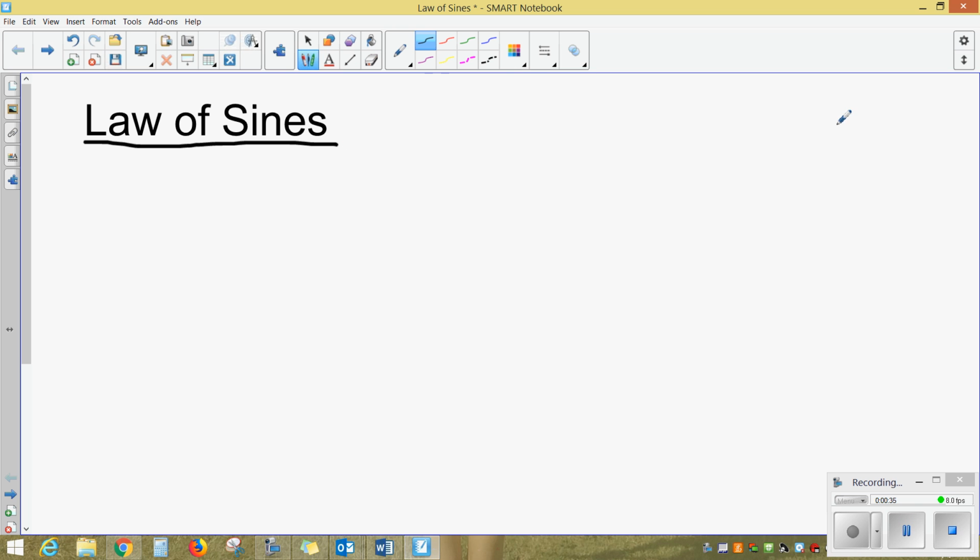It doesn't have to be a right angle like the triangles we've been working with, but it can be an oblique triangle, something where there are maybe 3 acute angles, or maybe I've got an obtuse angle here, but none of them have to be 90 degrees.